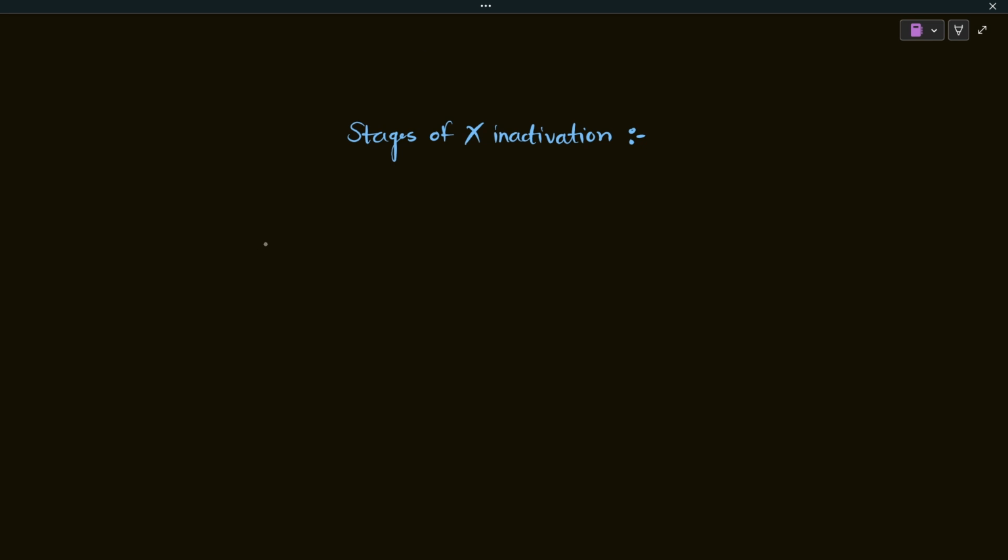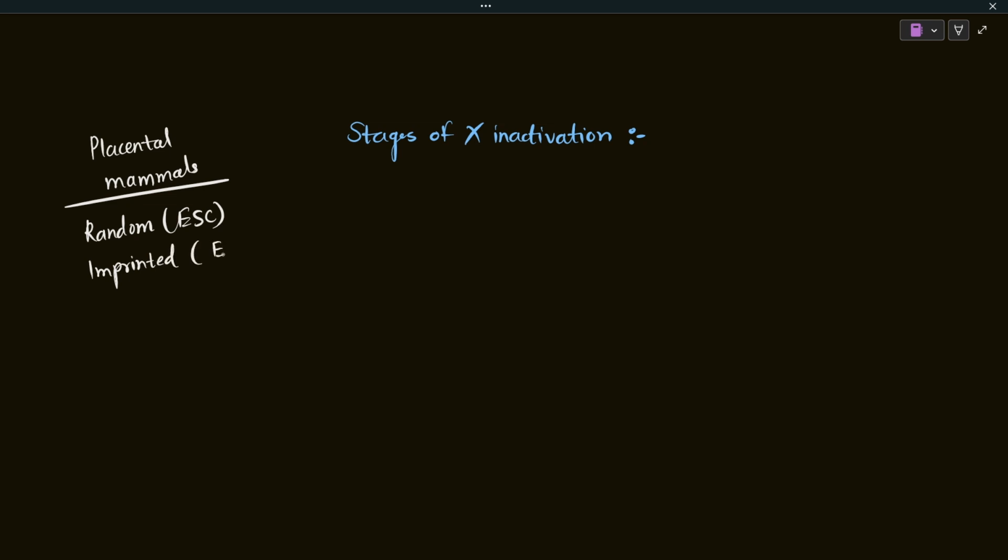So in the last class we learned that the placental mammals show random X chromosome inactivation in the embryonic stem cells, but the extra-embryonic tissue, the trophectoderm, which is going to develop into the placenta in future, shows the imprinted X chromosome inactivation. The marsupials, the primitive mammals, also show the imprinted X chromosome inactivation. So this is what we learned in the last class.